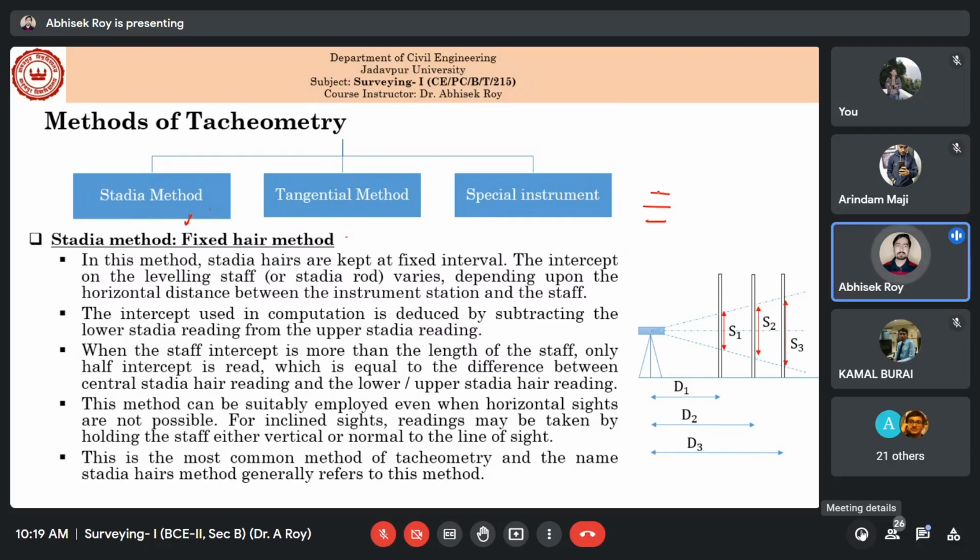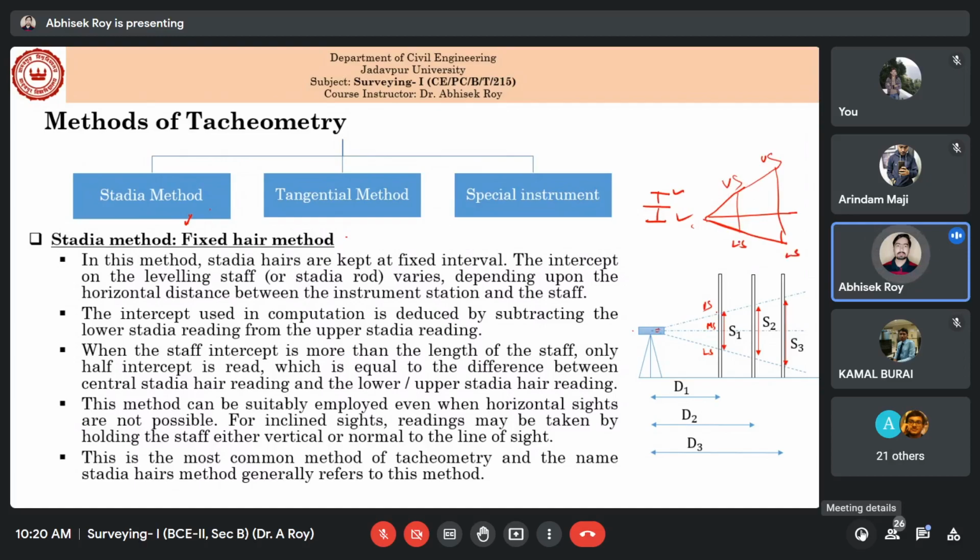So here what will happen, your stadia, that is upper stadia and lower stadia, is fixed at a certain distance. These two are not movable. So if these two are fixed here, obviously when you look through your telescope, your staff reading, that is upper stadia's reading, middle stadia's reading and lower stadia's reading, will change depending on the distance, because this is nothing but similar triangles, right? So your middle stadia reading will be constant, but your upper stadia and lower stadia reading will change.